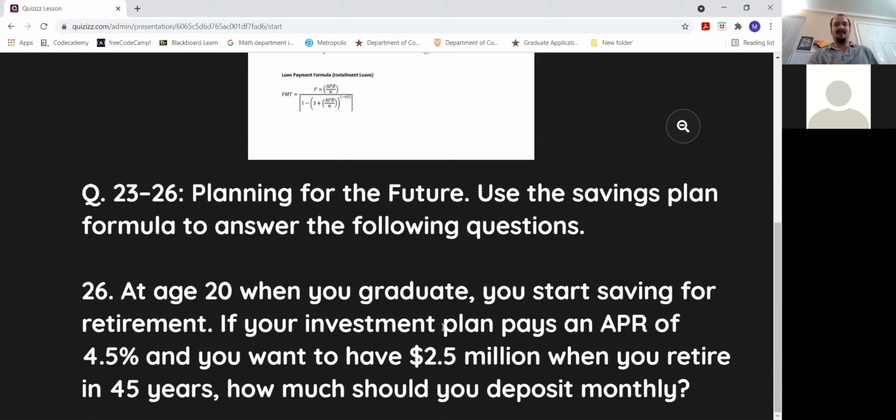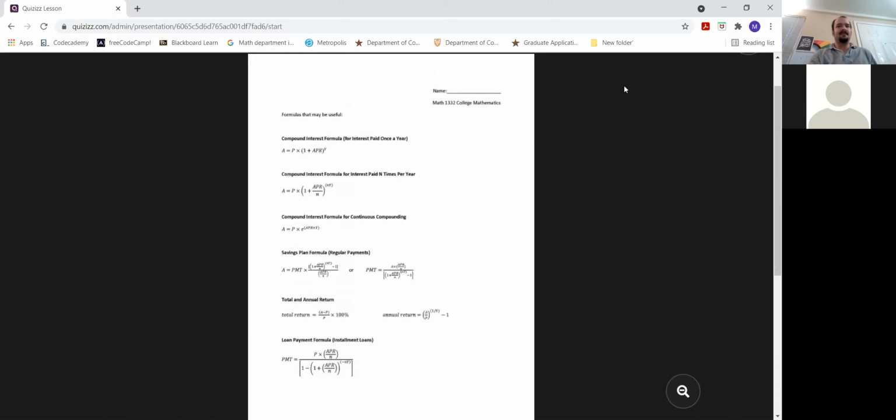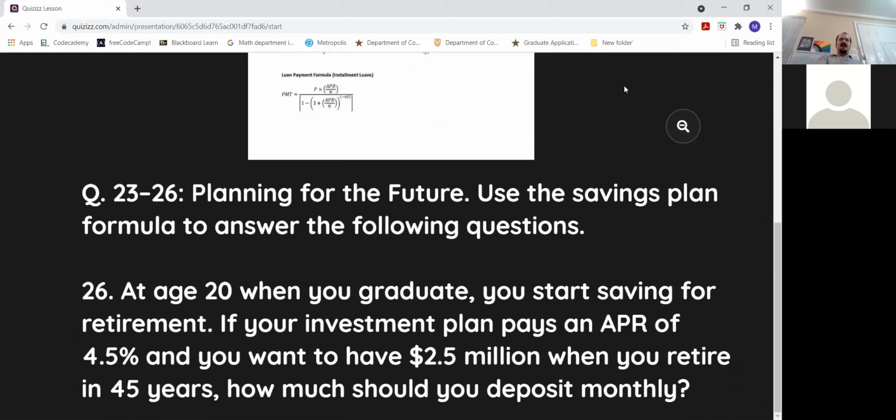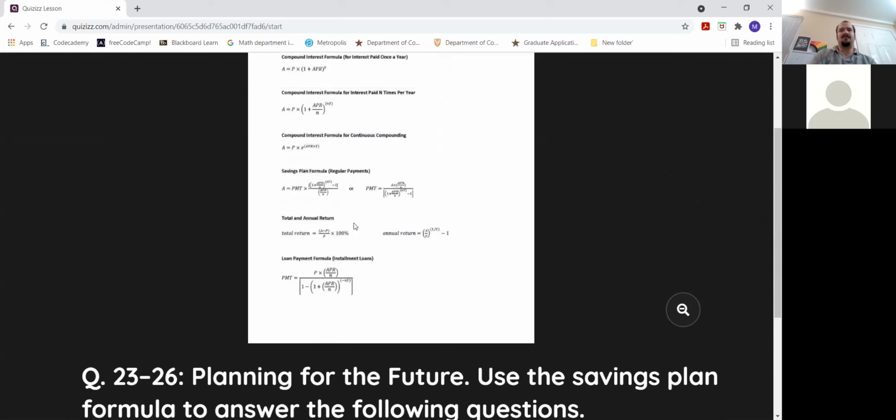So they give us a lot of information. I know I read it pretty fast. But the question that they're asking is how much should you deposit monthly? And so hopefully you're looking at these equations, you're looking at this question. If they're asking how much should they deposit monthly, are we looking for accumulated or payment? A monthly deposit sounds more like a payment than an end amount.